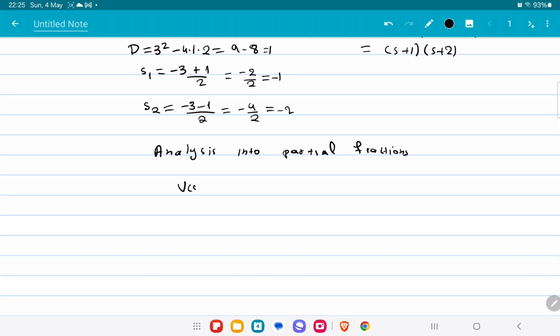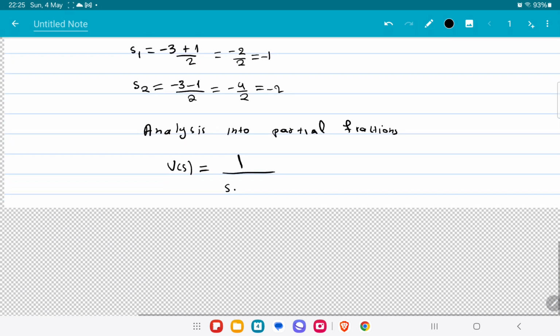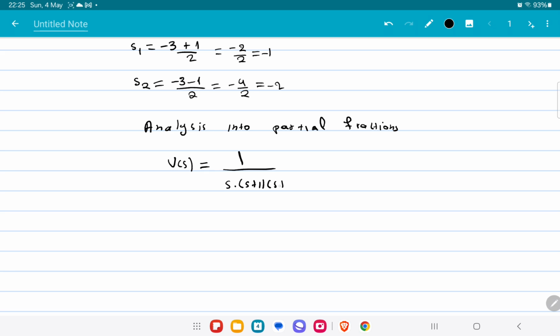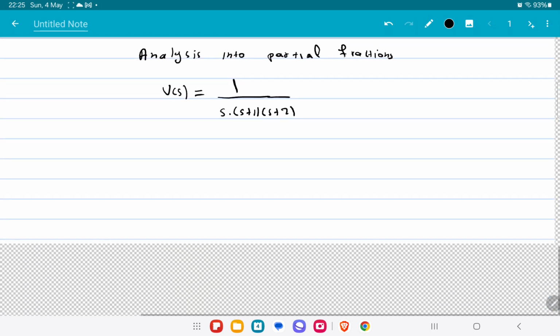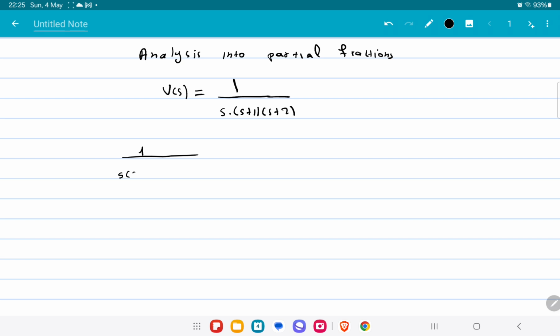So my U of s is 1 over s times (s plus 1) times (s plus 2). I break that into partial fractions: A over s plus B over (s plus 1) plus C over (s plus 2). Now I multiply with the least common multiple, which is s times (s plus 1) times (s plus 2).